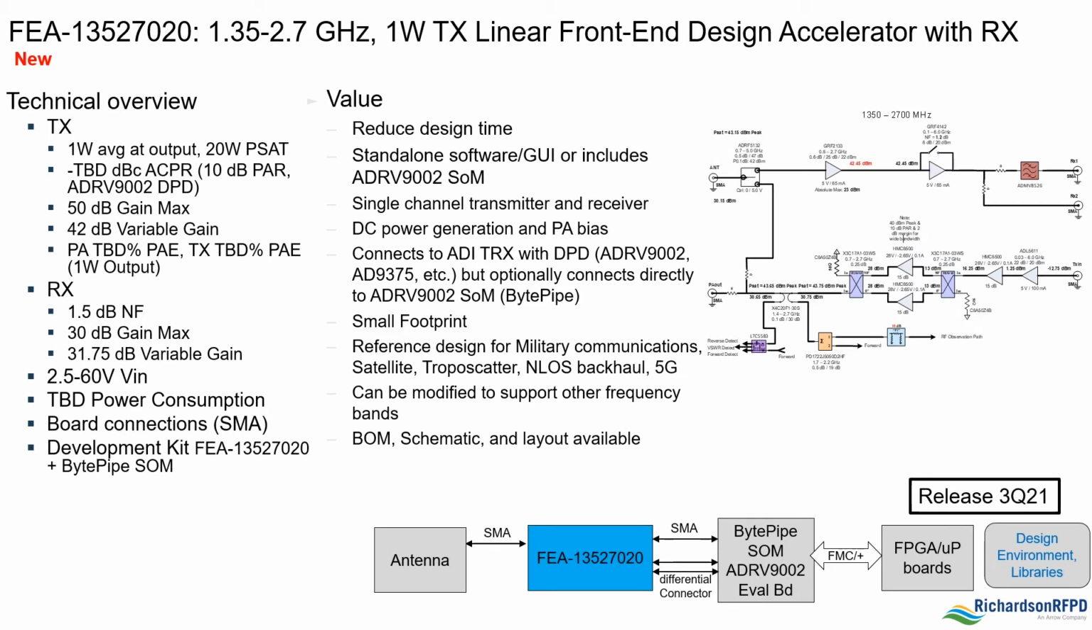A third platform that's being designed in parallel is the FEA-135270-20. This is a low-power version of the FEA-135270-40. Its 1 watt output also assumes a signal with a 10 dB peak to average value and a 50 dB ACPR. Similar to the other designs, the 1.5 dB noise figure is a system noise figure. Please note that these design accelerators can be used with any other design accelerators which work at its frequency and includes DPD.